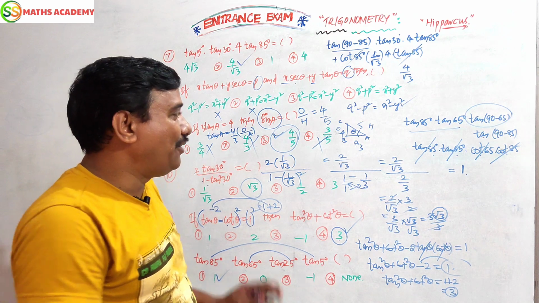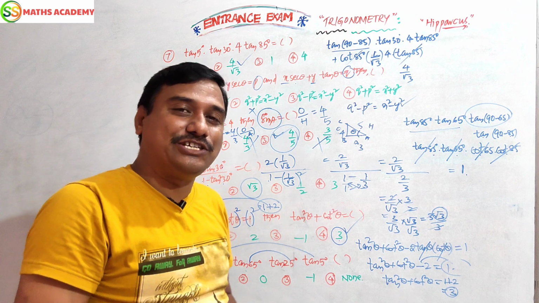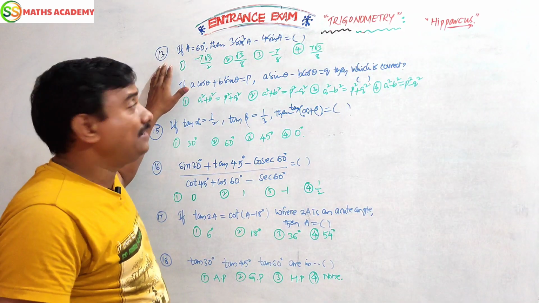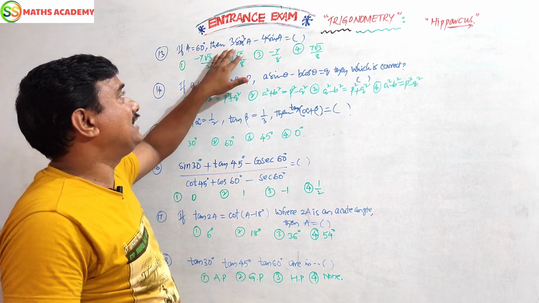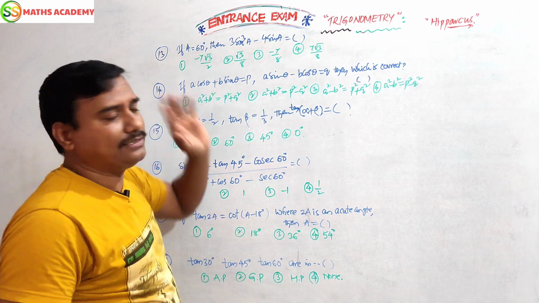Okay, now children, have you enjoyed this explanation? Now let us see more interesting questions for you. Question number 13. If A equals 60, then 3 sin cube A minus 4 sin A equals what? Simple. A is given, substitute. That's it.